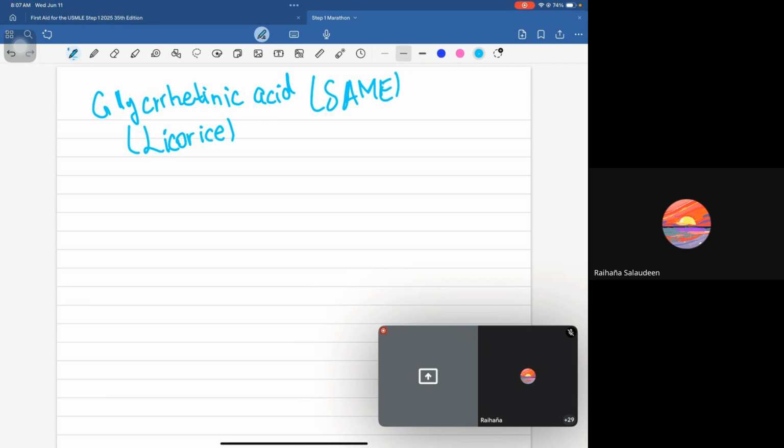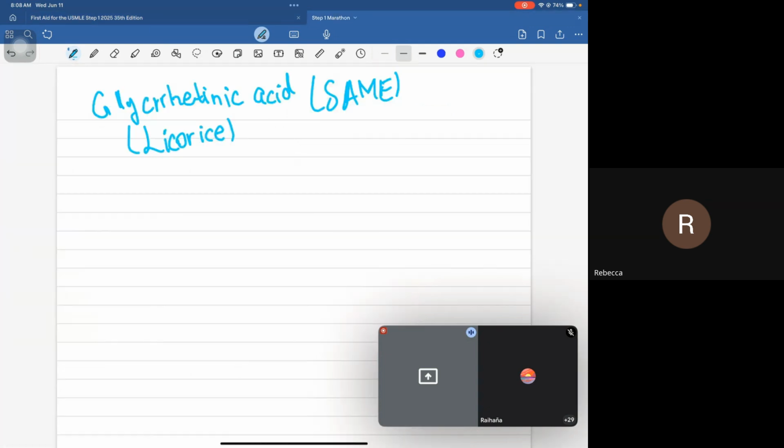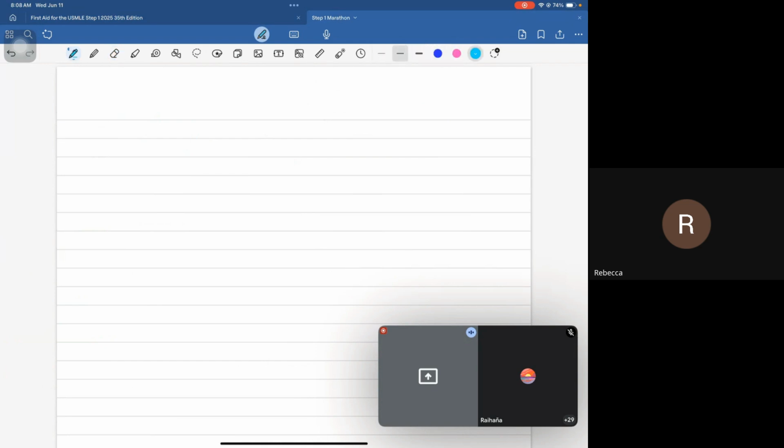Now the last one is very easy. What is going to happen in the last one? This is known as Liddle syndrome, right? Liddle syndrome is going to affect this. This was the ENaC channel, right? And what is going to happen is that it's going to increase the number of ENaC channels. In Liddle syndrome, the number of ENaC channels increases, right?